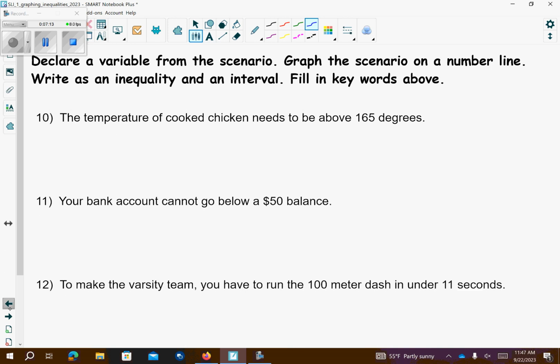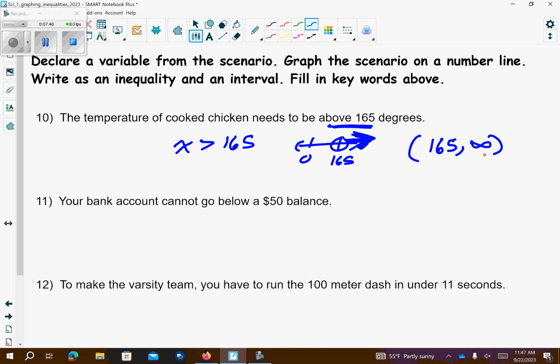Okay, declare the variable in the scenario. Graph the scenario on a number line. Write as an inequality and an interval. Okay, temperature of cooked chicken needs to be above 165 degrees. So I want above 165 degrees. On a number line, you'd have 0 way down here, and this is not to scale. We'd have an open dot going this way. So we have soft bracket 165 to infinity. Now let's face it, we're not going to get to an infinity temperature, but that's just to represent it.